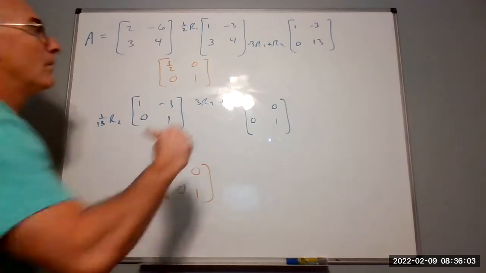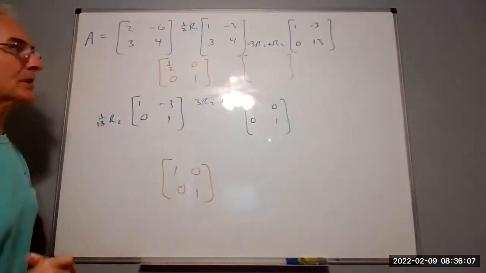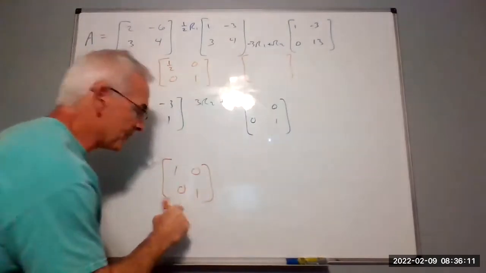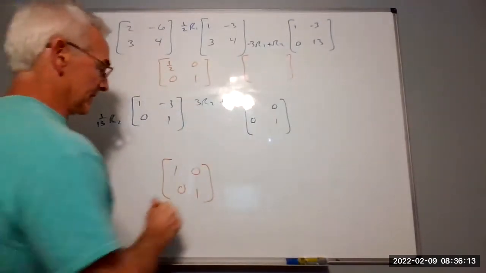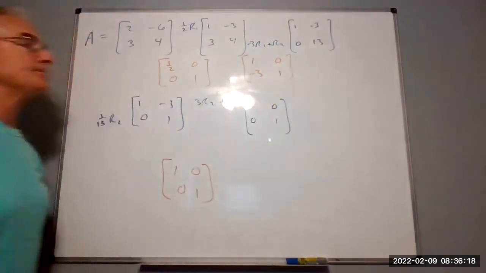Now, what if I do the same thing? I start with the identity matrix and I take -3 row 1s and add it to row 2 of an identity matrix. Well, let's see, then it would look like this.